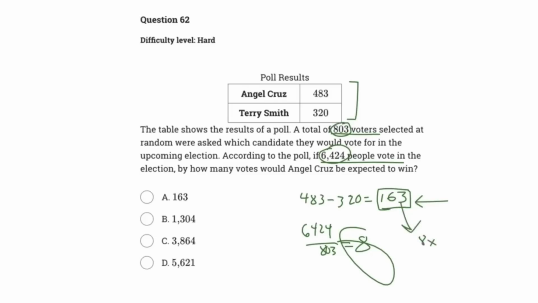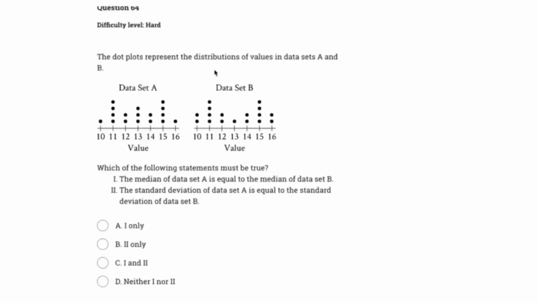And 163 times 8 gives us a value of 1,304. And therefore, our answer here is going to be B. Dot plots represent the distributions of values in dataset A and B. Which of the following statements must be true?